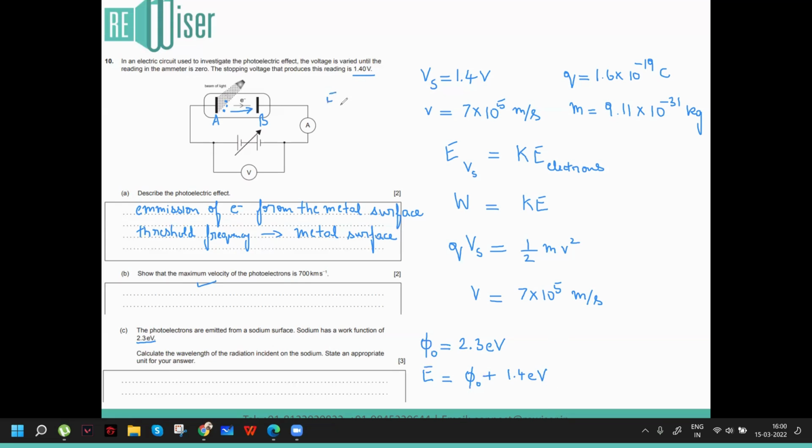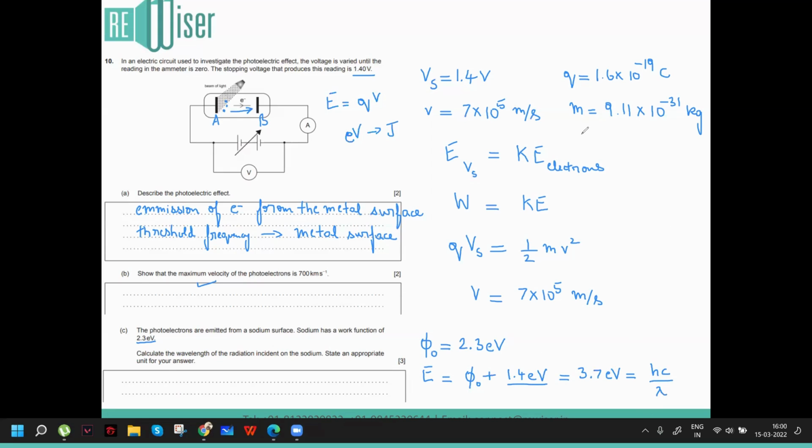The energy that is supplied is calculated as Q into V, and when converted in electron volt from the standard unit, which is joules, we get the value to be exactly equal to 1.4 electron volt. Hence, the value 1.4 electron volt is taken. The total energy becomes equivalent to 3.7 electron volt, and this is equivalent to the energy of the photon, which is found out using the equation hc divided by lambda.